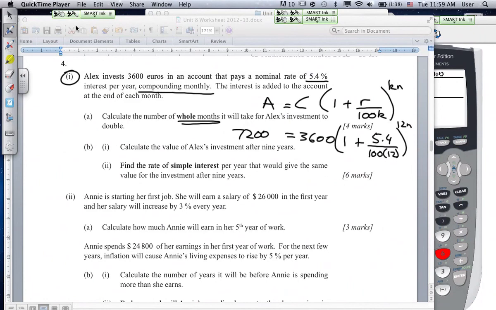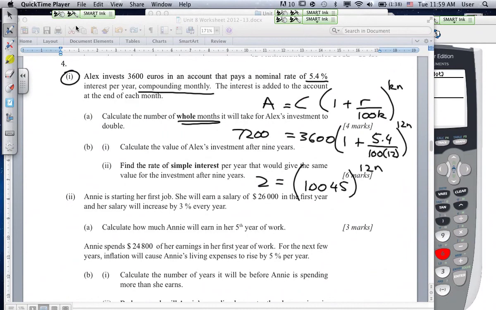You can use logs for it, but I'm going to go through using the graphics calculator, see if we can get that working. Sometimes it's a little bit complicated to do that, but we'll see if we can get that going. So just simplify this equation down somewhat. That's going to be 7,200 divided by 3,600, so it's going to be 2 is equal to, this worked out to be what? 5.4 divided by 1,200, 1.0045, like that. And we've got 12n there.